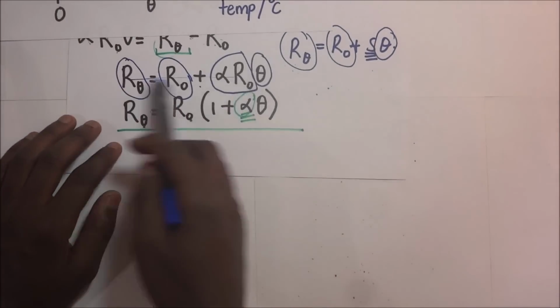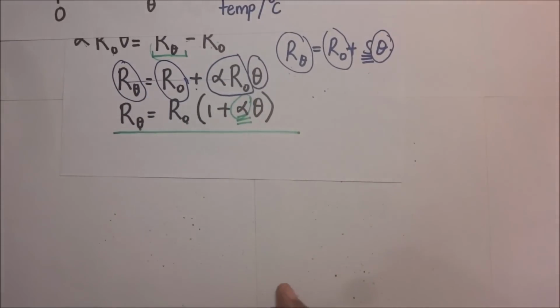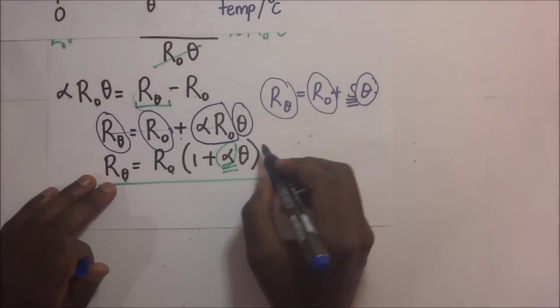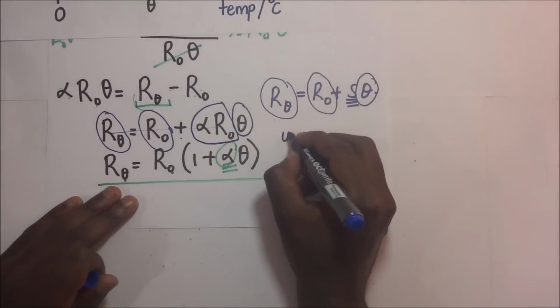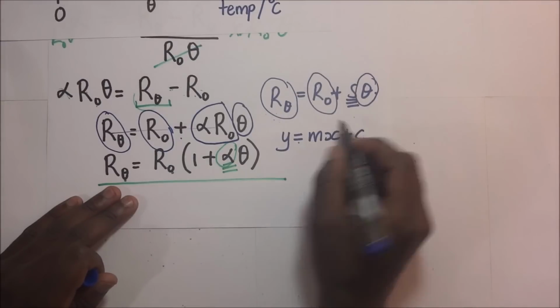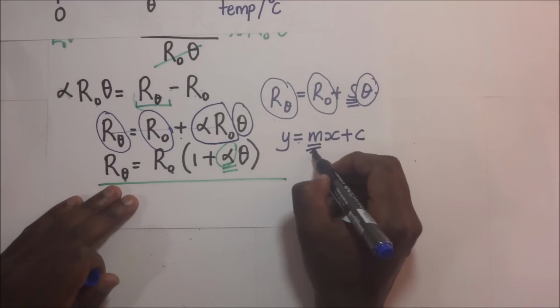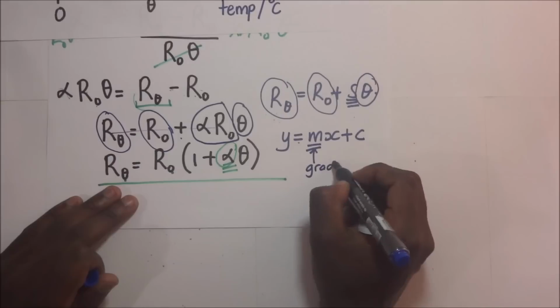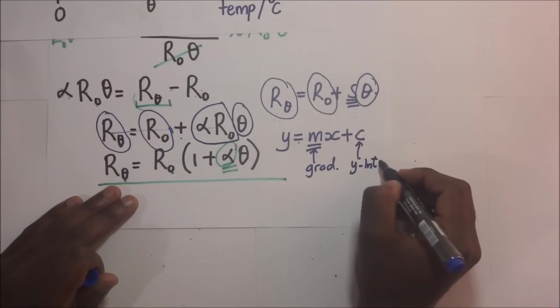Well, another way to look at this is, if you analyze it, it's actually in the form of a straight line. We know that the general form of an equation of a straight line is given by y equals mx plus c, where m is the gradient and c is the y-intercept.